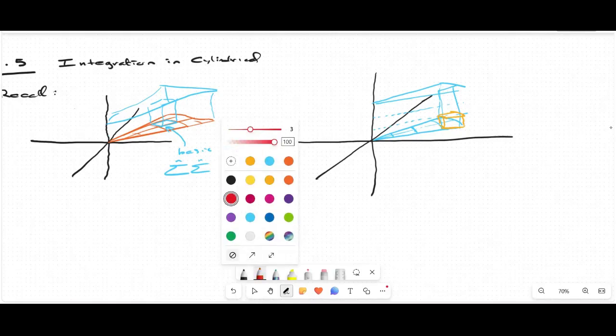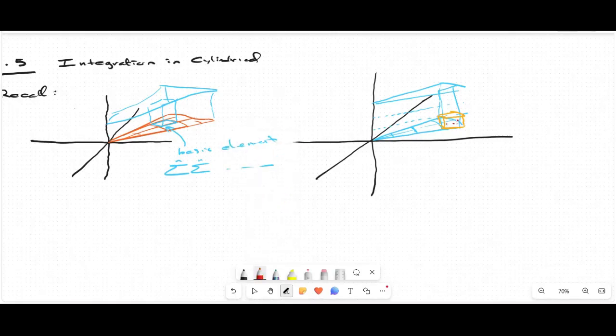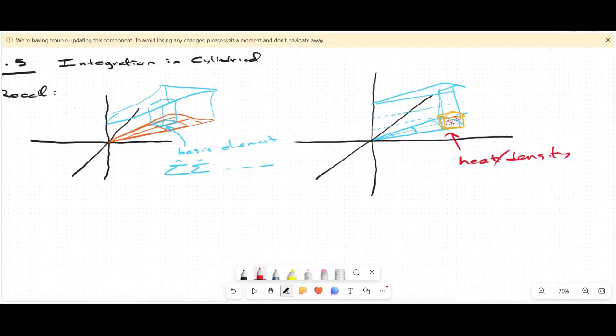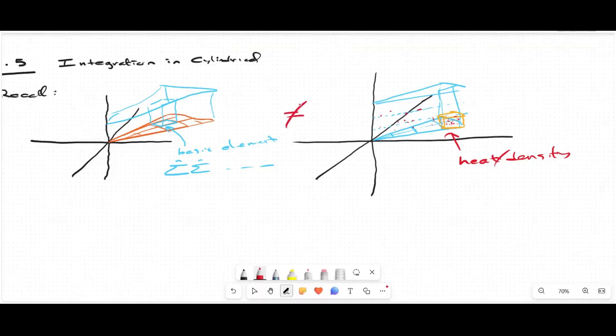But then our function, just like it was for Euclidean integration in 3D, can be interpreted as some kind of a heat or density. It can be very hot or very dense in some regions and then less so in other regions. So it's not the same picture as cylindrical coordinates, but it's similar.